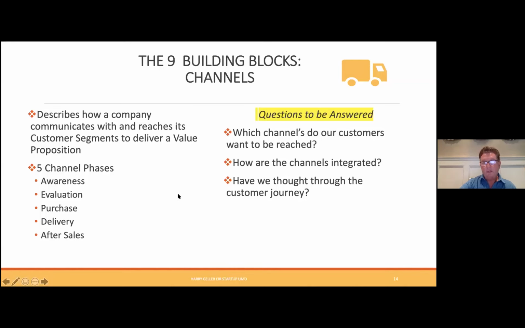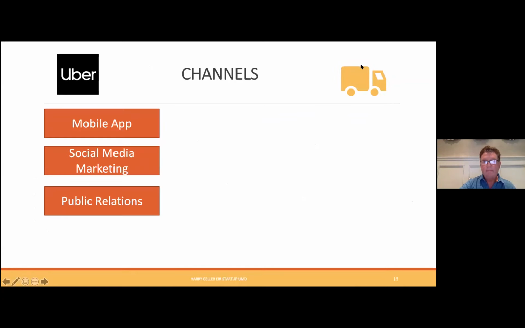So questions: which channels do our customers want to be reached? How are the channels integrated? And have we thought through the customer journey? So Uber, the channels are pretty simple. They have the mobile app, which, once it went viral, everyone has it. Helping it go viral, social media marketing, and then Uber also has public relations. So those are their channels.